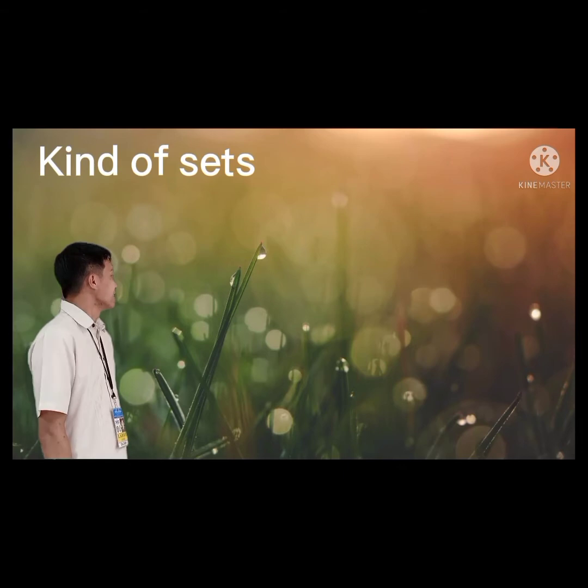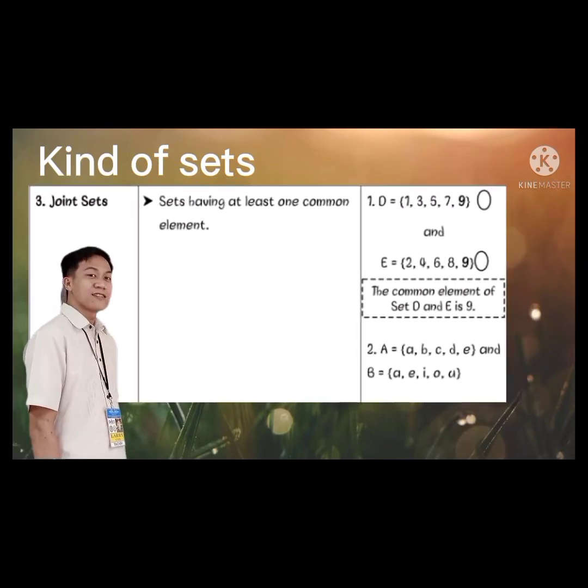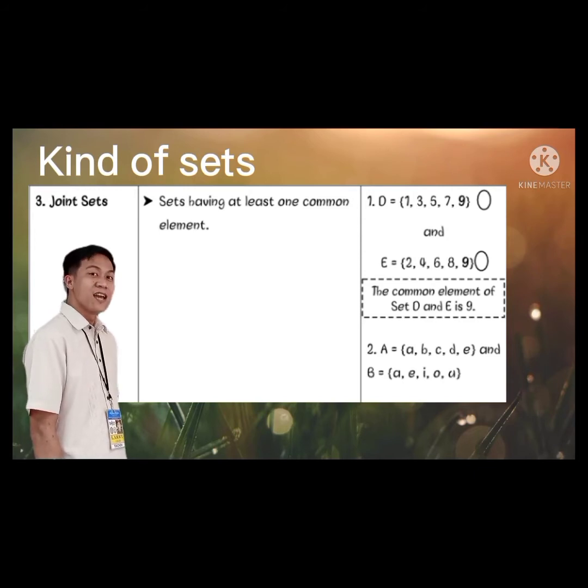Another kind of set is join sets. When we say join sets, that is a set having at least one common element. For example, our set D, the elements are 1, 3, 5, 7, and 9. And our set E, the elements are 2, 4, 6, 8, and 9. So we have a common element, and that is 9.